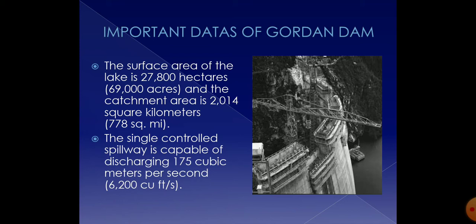Now, important data of Jordan Dam. The surface area of the lake is 27,800 hectares and the catchment area is 2014 square kilometers. The single controlled spillway is capable of discharging 175 cubic meters per second.